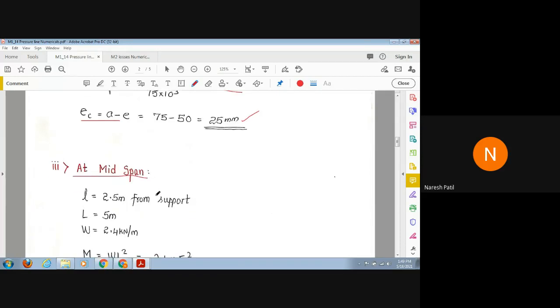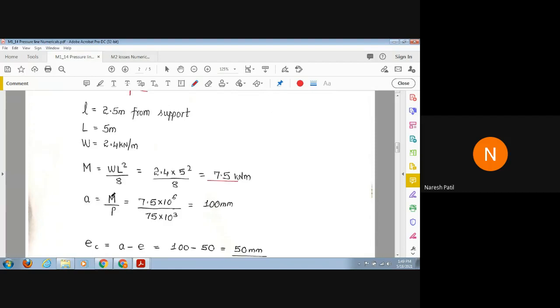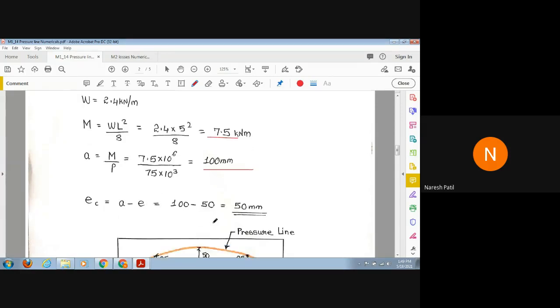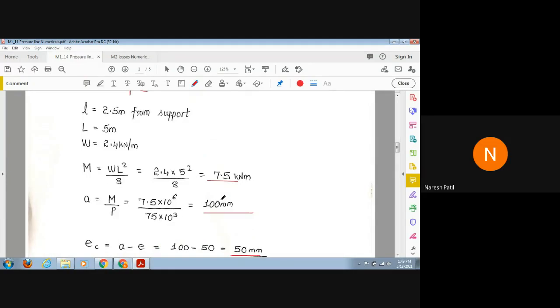So for mid span, the moment is WL by 8. So A is equal to M by P. So we got A as 100 mm. Therefore EC is equal to A minus E, 100 minus 50, 50 mm. Then we have to plot this now. Our aim is to plot the pressure line diagram.